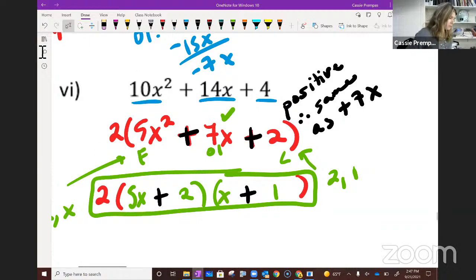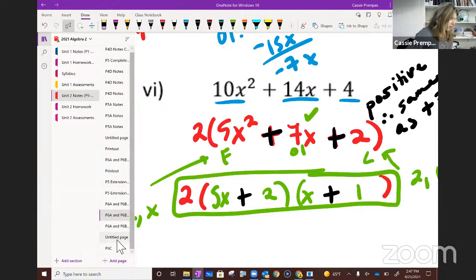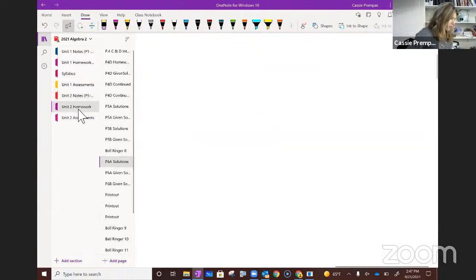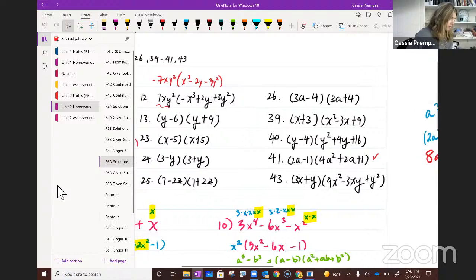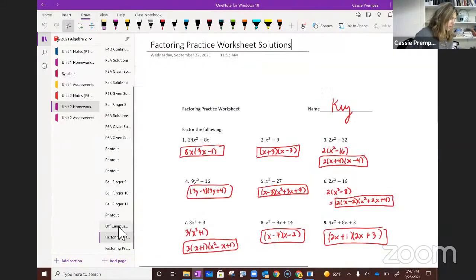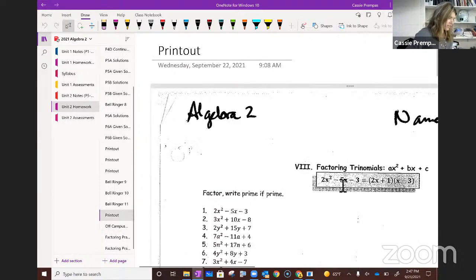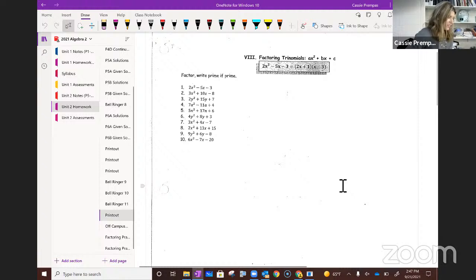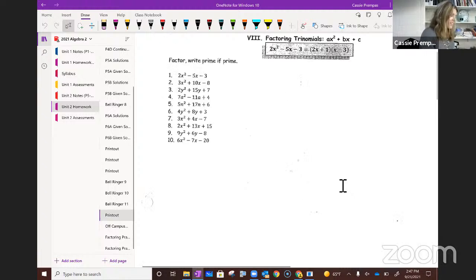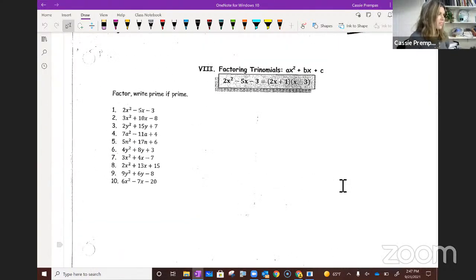The worksheet looks like, where is it? Homework. The worksheet, where are you? Looks, nope, that's not that one. It looks like, that's the answers. There it is. It looks like this. Those the answers? You are given half the answers. Where's my phone? These are not the answers. These are the practice problems.